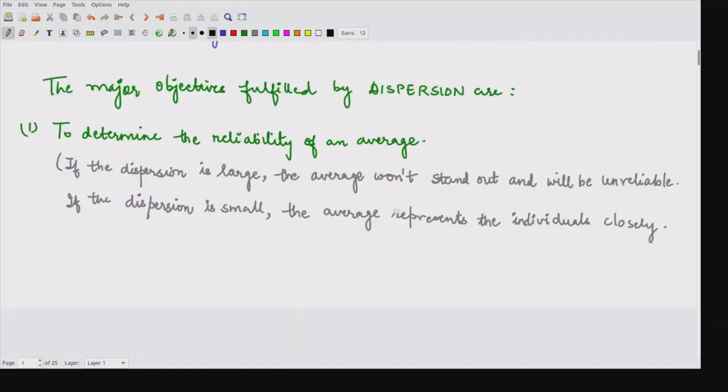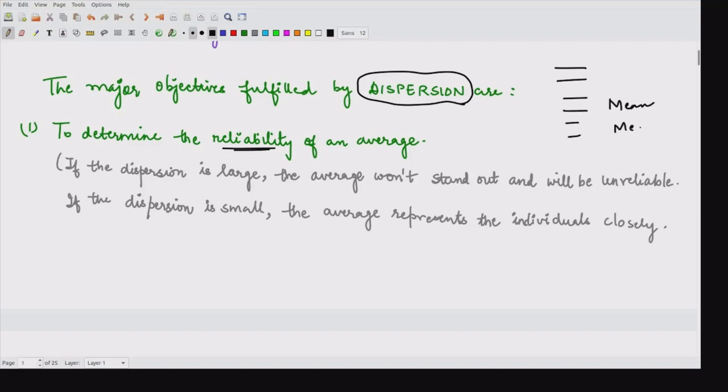The objectives that are fulfilled by dispersion, first, is to determine how reliable an average is. Firstly, we are given some data and we have calculated its mean, we have also calculated the median. Now we will study how reliable this is. By reliability we mean how much closeness there is to the mean or the corresponding median of all the data values. If the dispersion is large, that means the scatter is much larger.